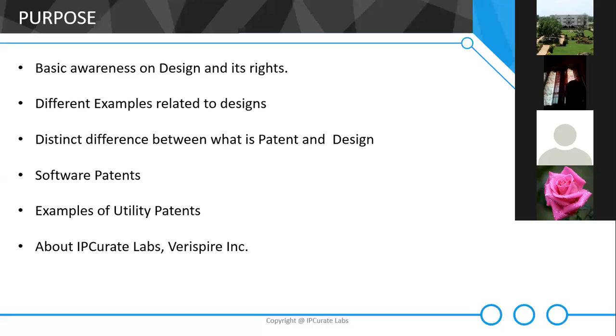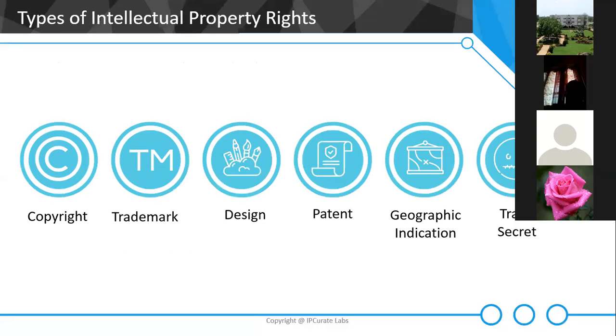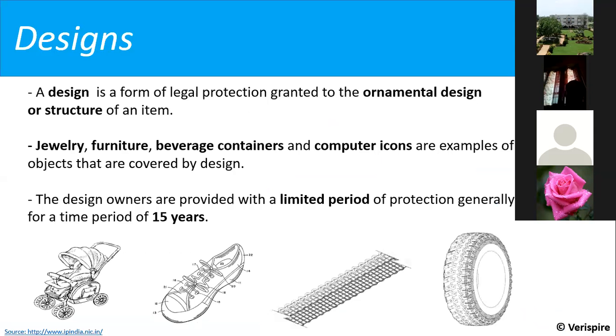So let's start. We already discussed the first type of IP, that was a patent. So today I will be discussing the second type of IP, that is design. So what is a design? I'm not asking about the utility. In layman language, what do you mean by a design? Design is a type of structure or ornamental shape of a product.